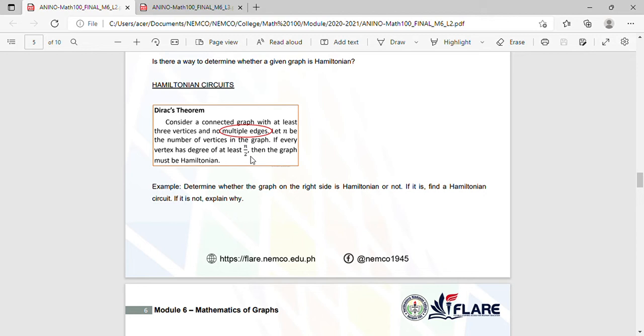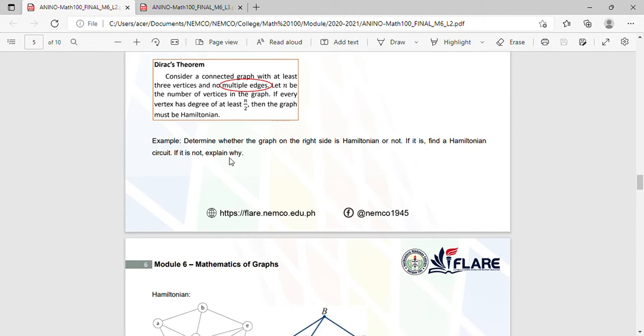If every vertex has degree of at least n over 2, then the graph must be Hamiltonian. Again, the degree of a vertex is how many lines are connected to it, as in lesson 1. If every vertex has degree of at least n over 2, then the graph must be Hamiltonian. Okay, so example: determine whether the graph on the right side is Hamiltonian or not.